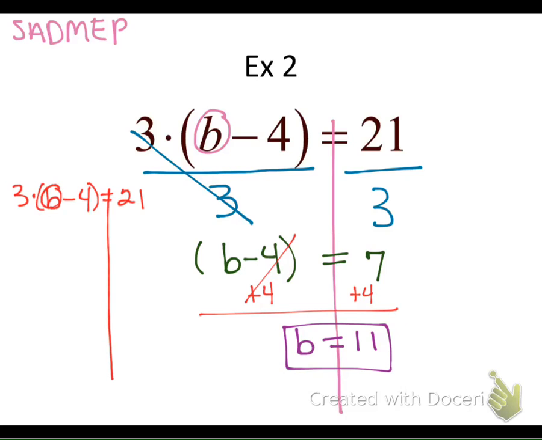So what we're going to do, we're going to take 3 times b. What's 3 times b? Okay. And then we're going to distribute the 3 times negative 4. What's 3 times negative 4? Negative 12. And then equals 21. So all we did here was we distributed. We went ahead and got rid of our parentheses by using distributive property.